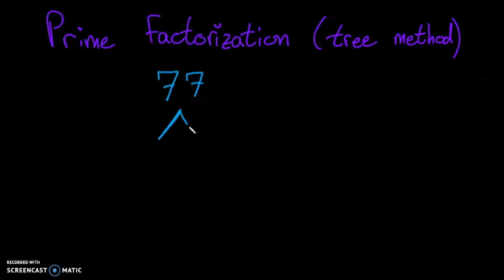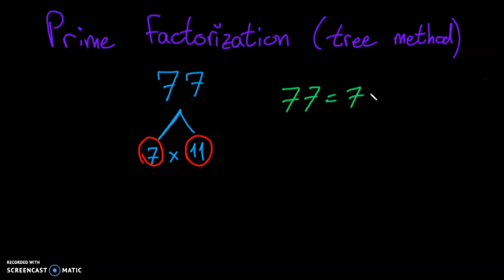77. 77 can be written as 7 times 11. Can we separate 7 further? No. 7 is a prime number. 11 is also a prime number. We cannot separate it. And that's it. 77 is just 7 times 11.